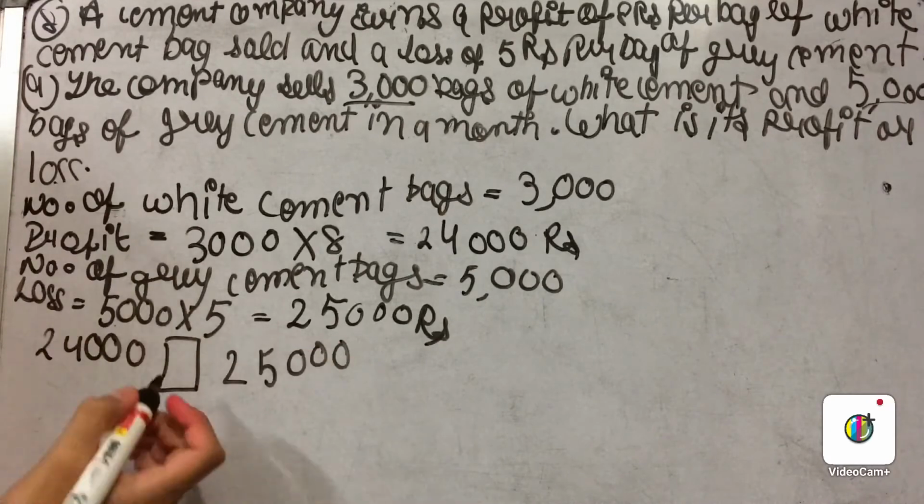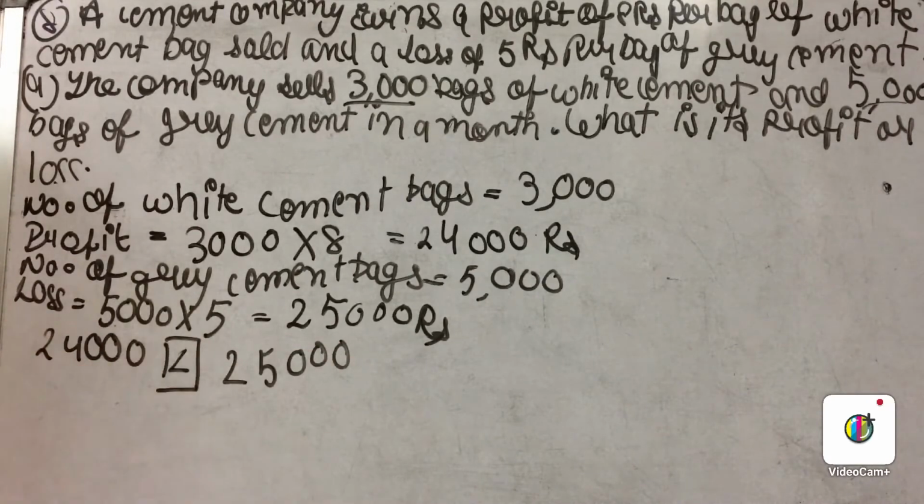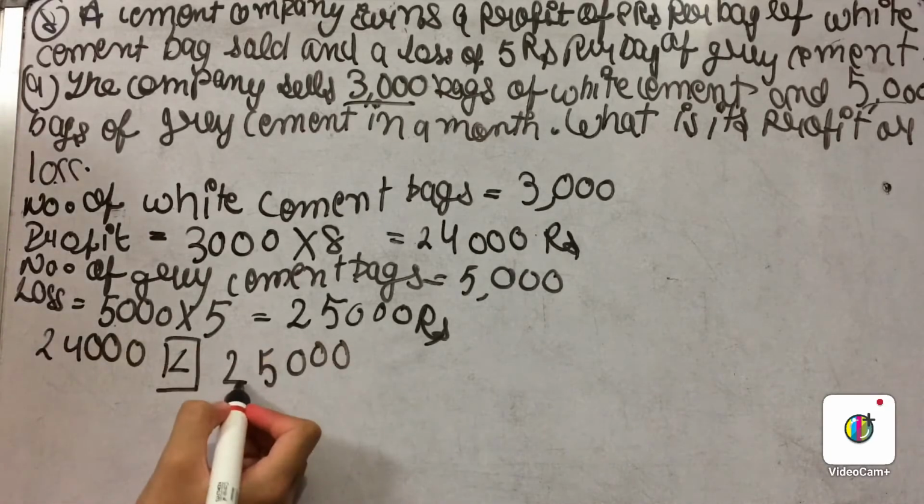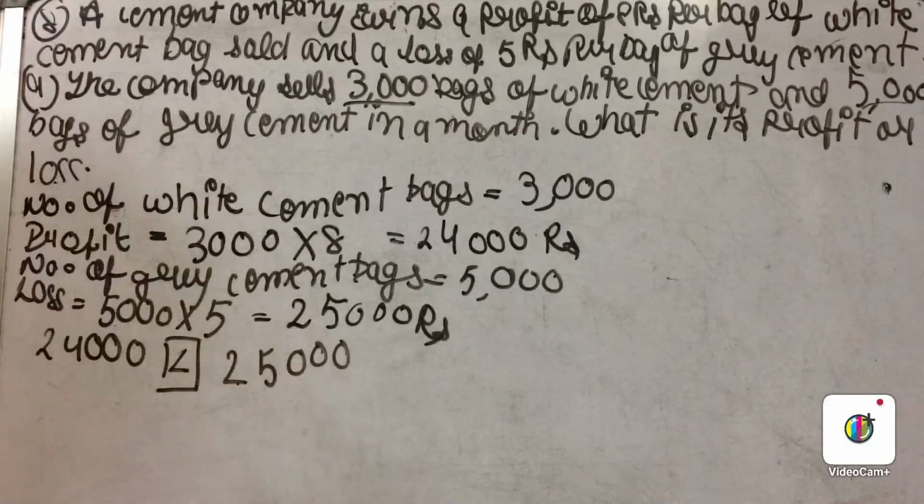If we compare the two, which one is bigger? 25,000 is bigger. So in the end, what you have concluded is that the company has made a loss. The loss is more, so the company had made a loss. And how would you find out how much loss the company had made? You would subtract both the values.